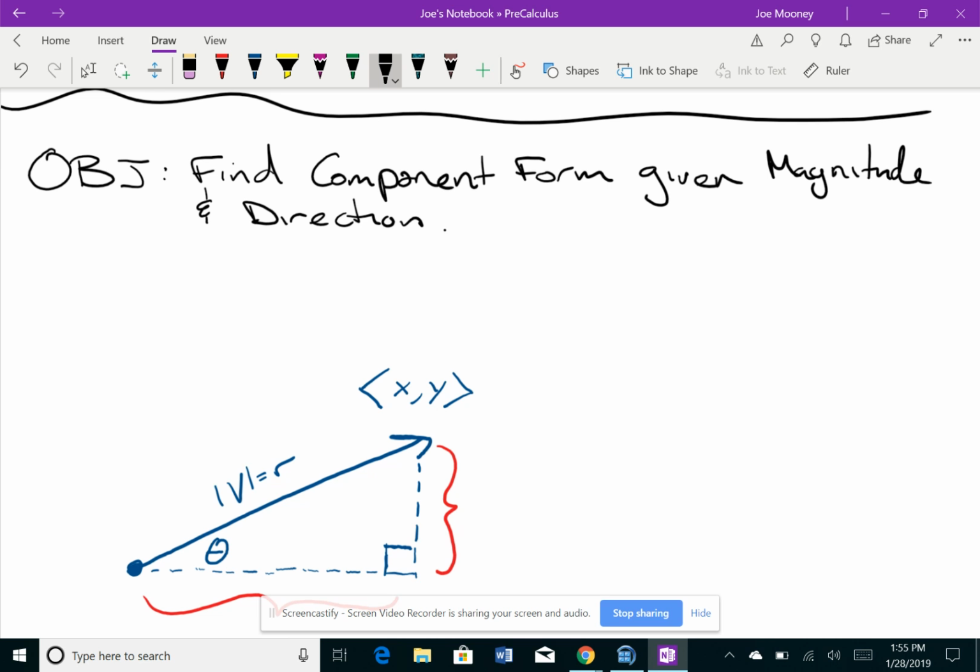So the objective today is, first of all, we'll start off with finding component form given magnitude and direction. And some of you are probably saying, oh, well, that's exactly what we did last week. You're right, but we found it numerically. We're going to extend that today. And then we'll do a second objective, which is the lesson.